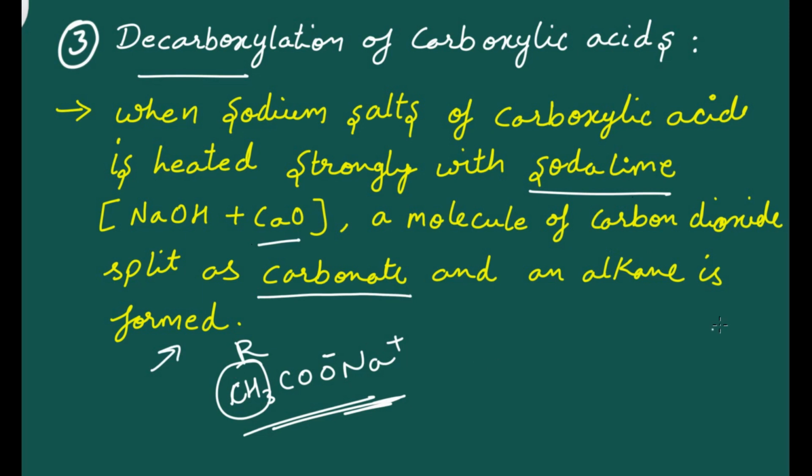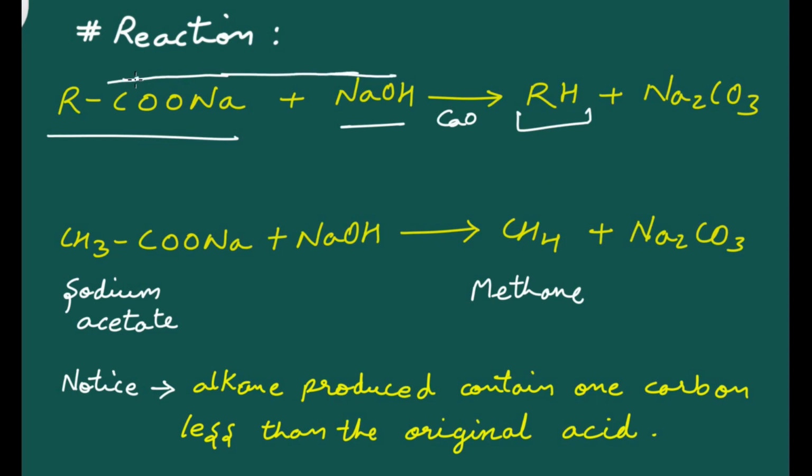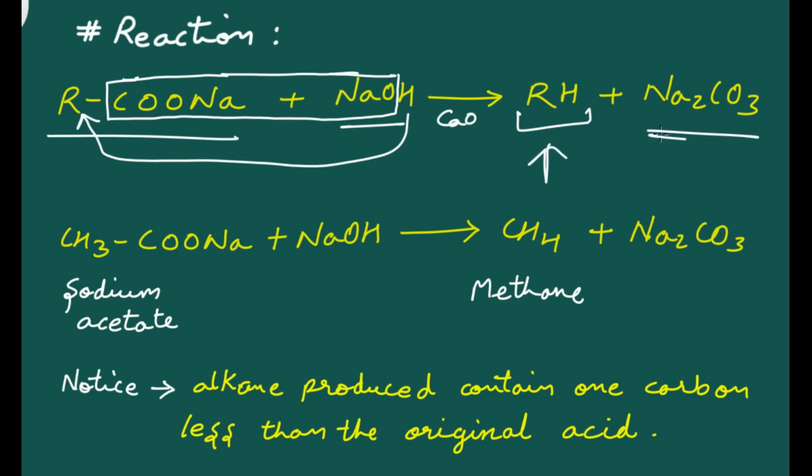Right? Let's take a look at the reaction. This is sodium salt of carboxylic acid. When treated with NaOH, with CaO also present, it gives alkane. Now, how are we getting the alkane? This whole group combines with this group, and the hydrogen will attack the alkyl part to give alkane. And in the product, you will also get Na2CO3. Right? That's how the reaction takes place.